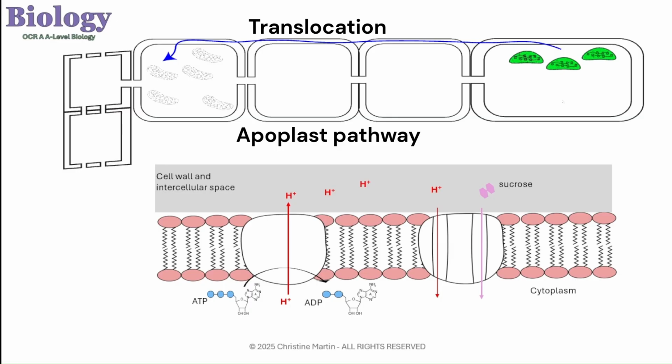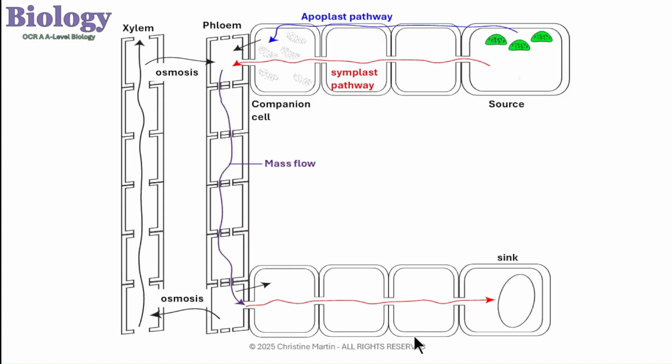This establishes a steep hydrogen ion concentration gradient. As the hydrogen ions diffuse back into the companion cell down their gradient, they pass through another co-transporter protein, which simultaneously transports sucrose into the companion cell. So that is the apoplast pathway. Now, after the sucrose has been loaded into the companion cell, it moves into the phloem sieve tube element via the Symplast pathway.